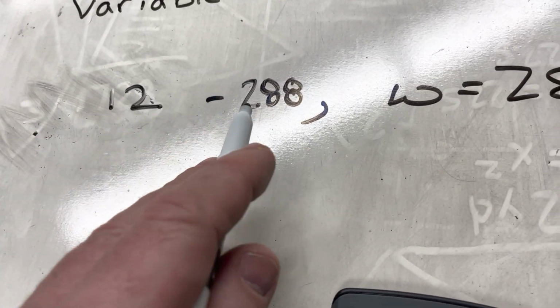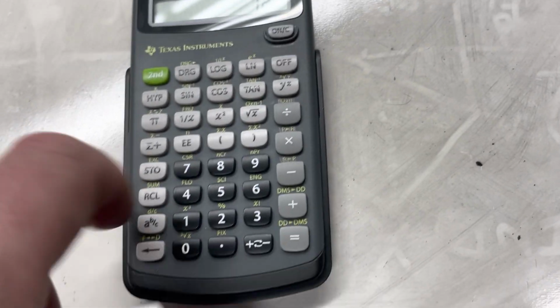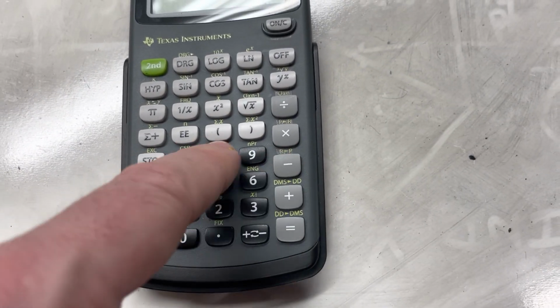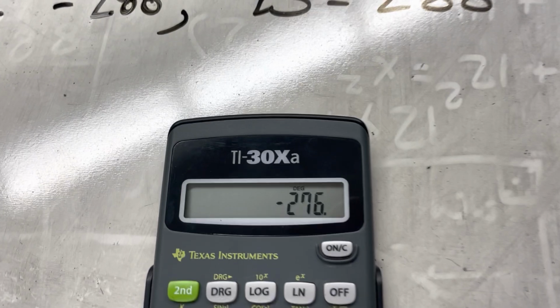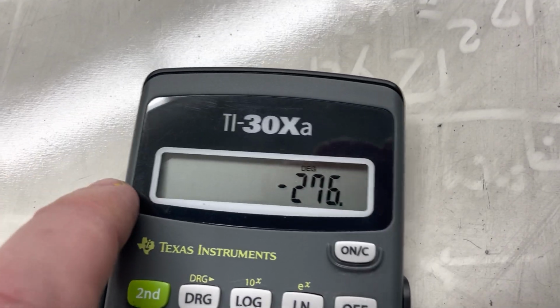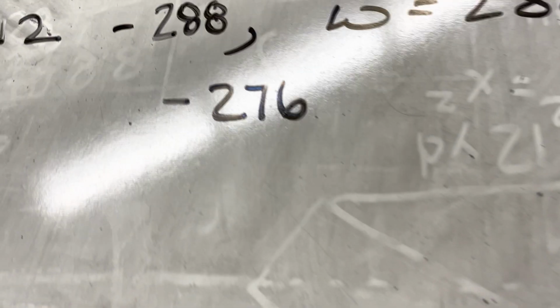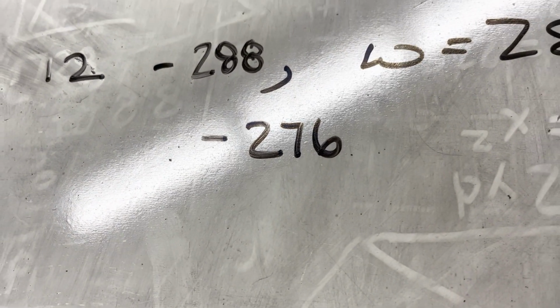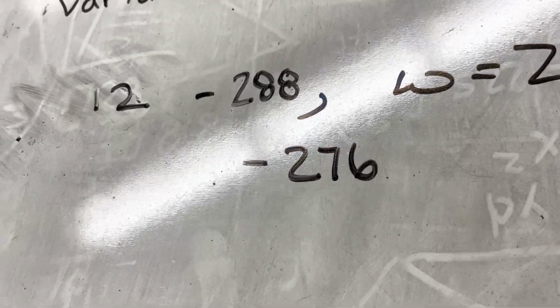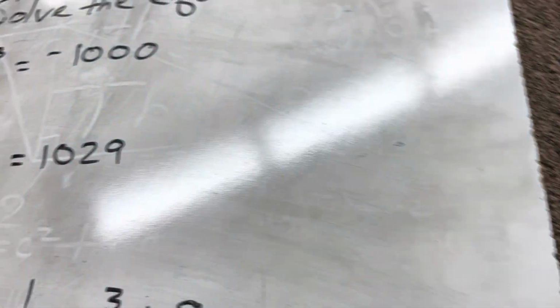That leaves me with 12 minus 288. Well, 12 minus 288, that's clearly going to be a negative number, negative 276. So negative 276, that's my final answer there. Not hard. All right, one last section, grade 8, and then we'll be ready to move along.